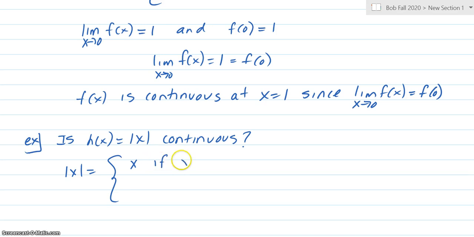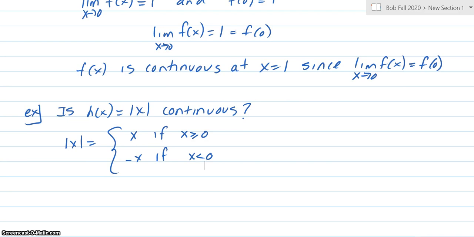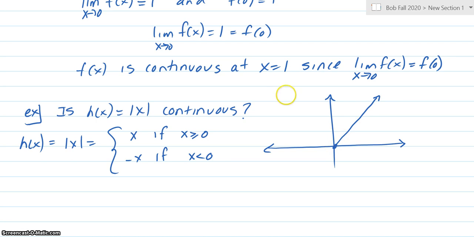It's x if x is bigger or equal to 0, and negative x if x is less than 0. If you graph the absolute value on your calculator, it will look like a V, because it's the line y equals x. This is what h of x is, when x is bigger or equal to 0. It's actually 0 when it's 0. And then it's negative x when x is less than 0.